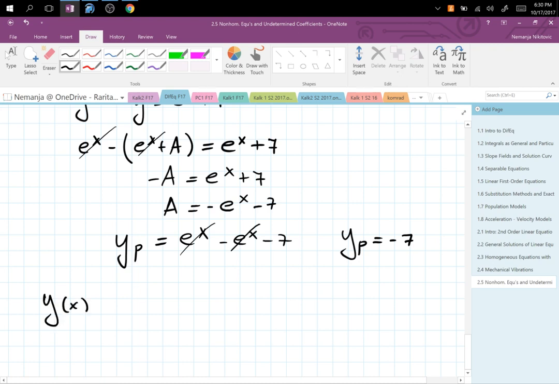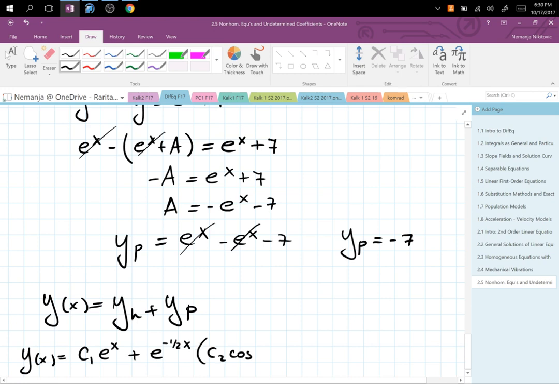So now y of x is equal to yh plus yp. y of x is c1 e to the x plus e to the negative 1/2 x times c2 cosine root 3 over 2 x plus c3 sine root 3 over 2 x, minus 7.